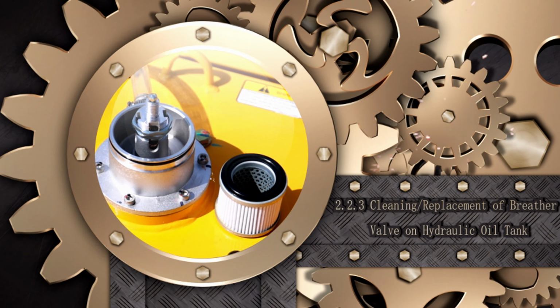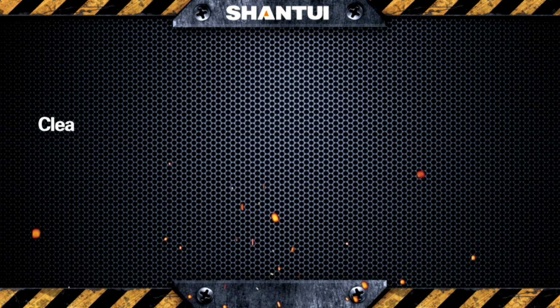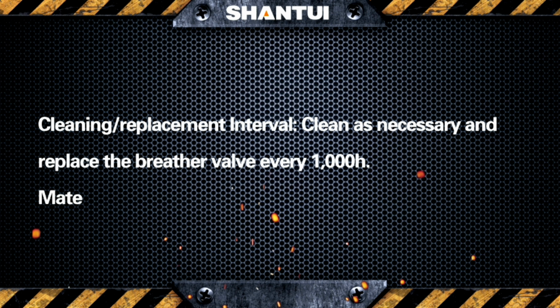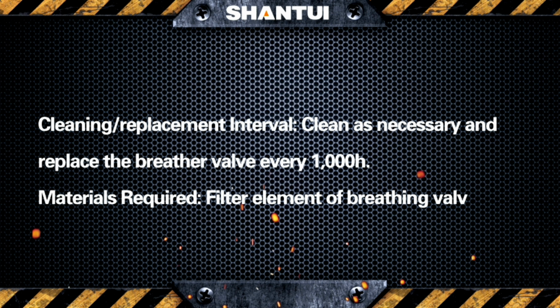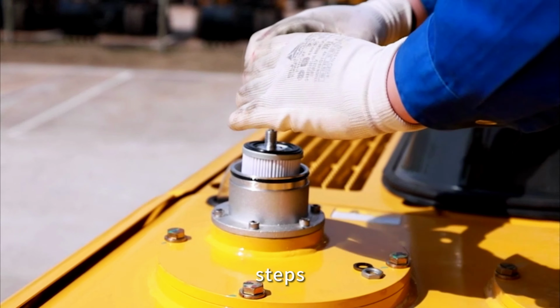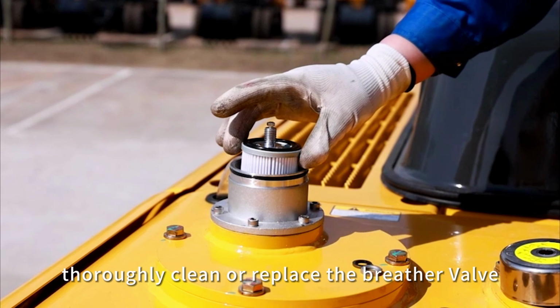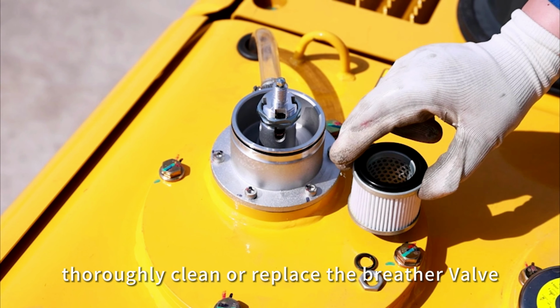Cleaning/replacement of breather valve on hydraulic oil tank. Cleaning/replacement interval: clean as necessary, and replace the breather valve every 1,000 H. Materials required: filter element of breathing valve, 1 PC. Steps: remove the breathing valve. Thoroughly clean or replace the breather valve.